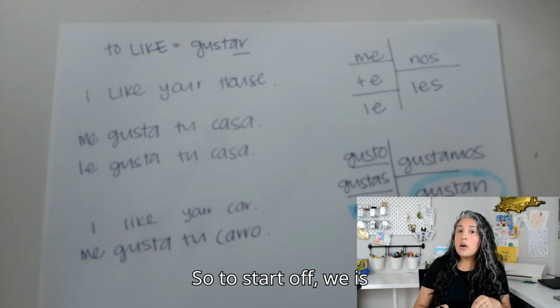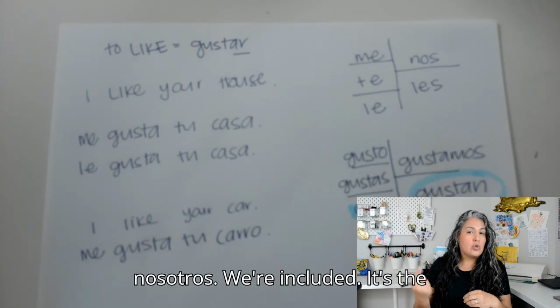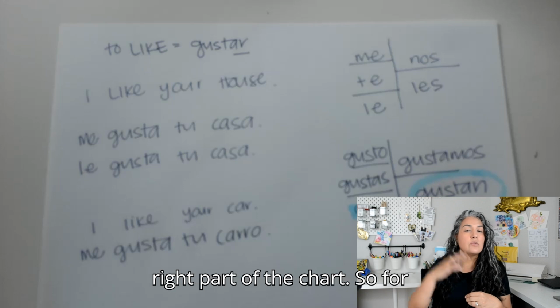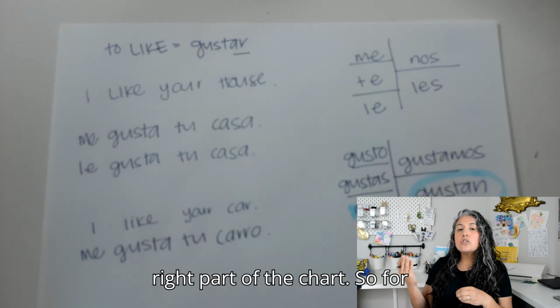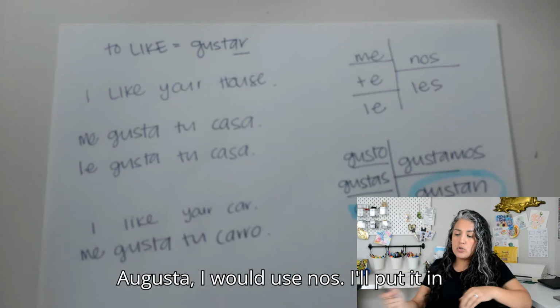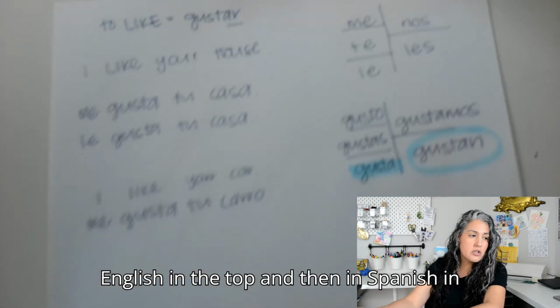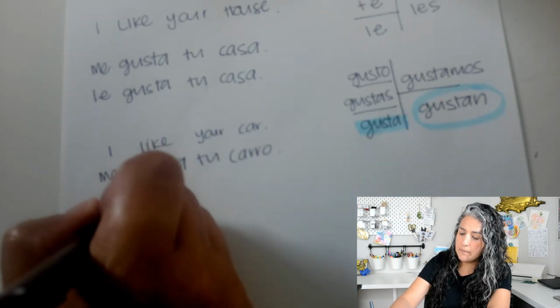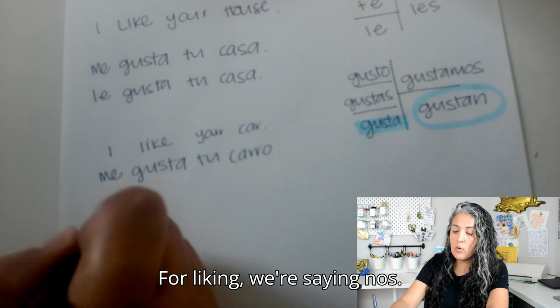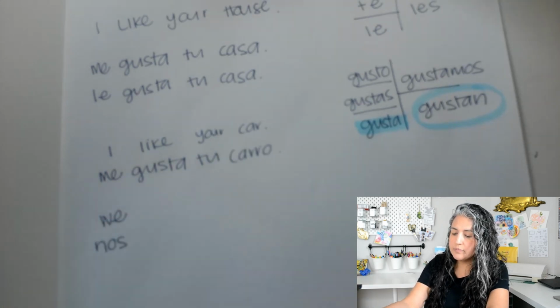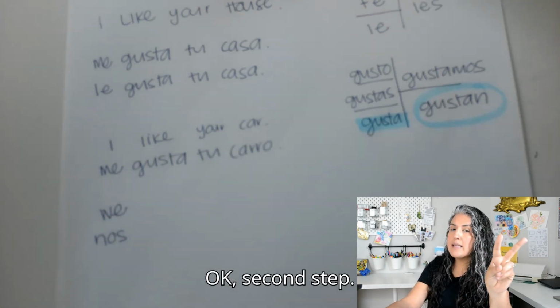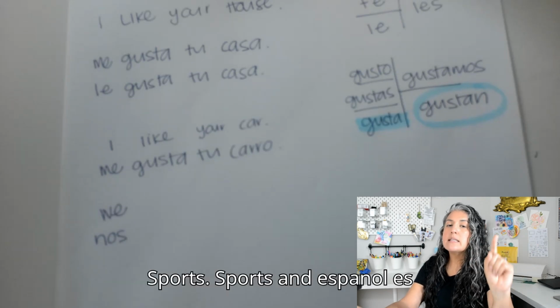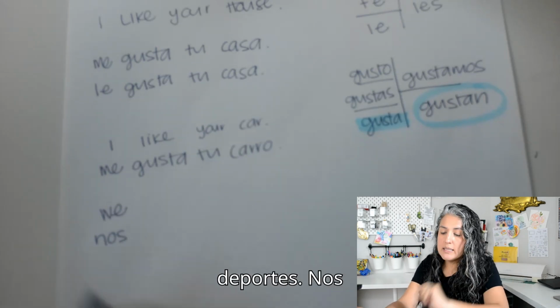So to start off, we is nosotros. We're included. It's the right part of the chart. So for gusta, I would use nos. I'll put in English in the top and then in Spanish in the bottom. We, for liking, we're saying nos. Okay, second step. Sports. Sports en español es deportes.